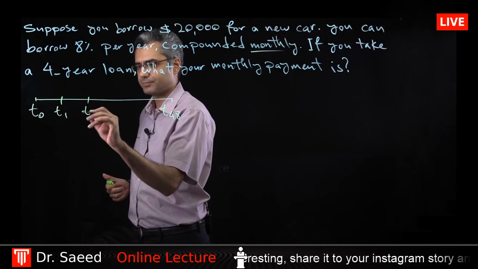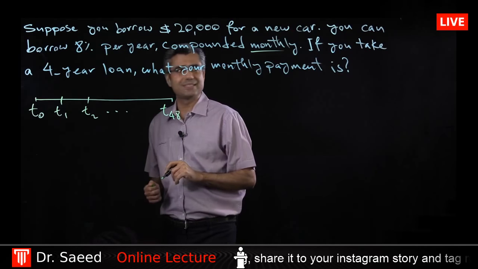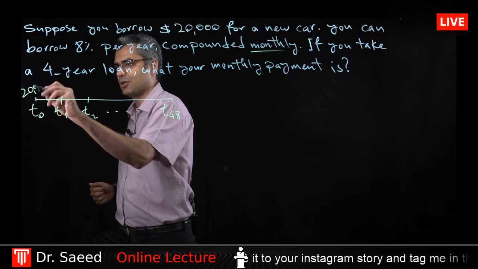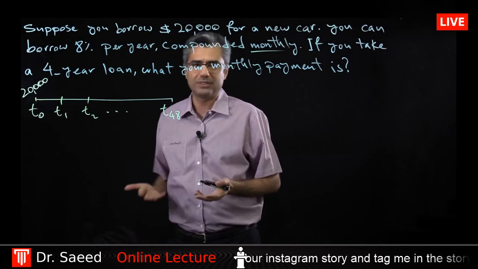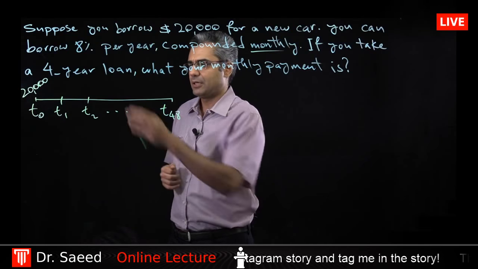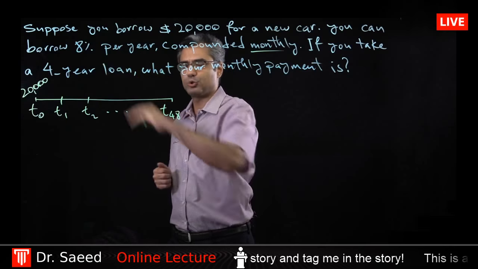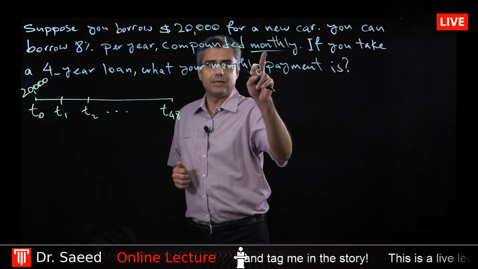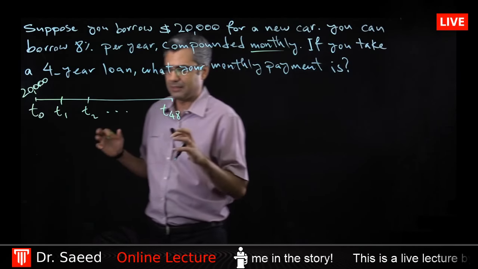And it's an 8% per year interest rate, and you borrow $20,000 today. So the bank, for example, will give you $20,000 today to buy the car, and then you need to pay back the bank over the next 48 months. The bank will charge you 8% per year. The first thing we noticed is compounded monthly. So the formula should be written in per month.